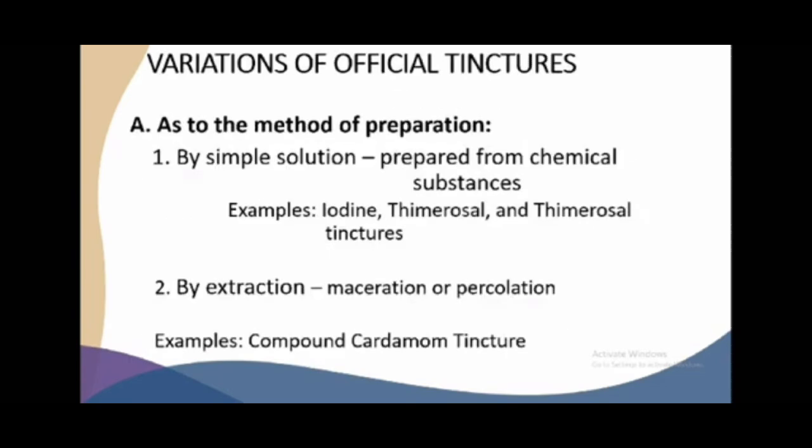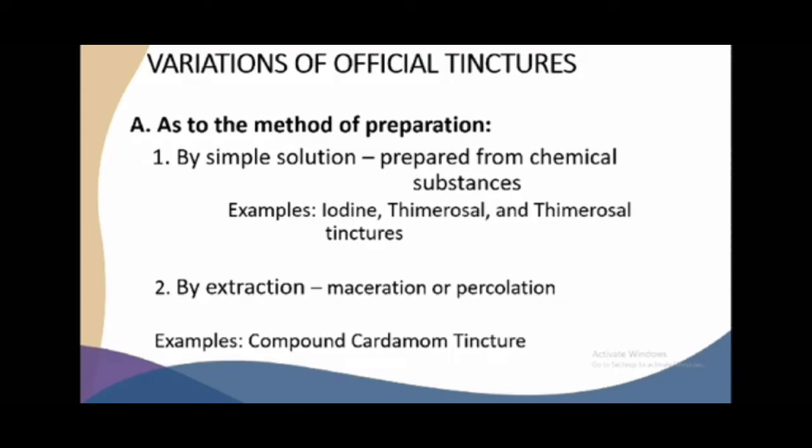So, diba we have discussed a while ago all about the variations of official tinctures. So now we are going to discuss this one by one. So first is as to the method of preparation. Tinctures are prepared by simple solution or by extraction. So when we say simple solution, these are prepared from chemical substances. An example of this is the iodine, thimerosal. Iodine is the best example for the simple solution. It is used as an antiseptic for it stops or inhibits the growth of microorganisms in the wound.